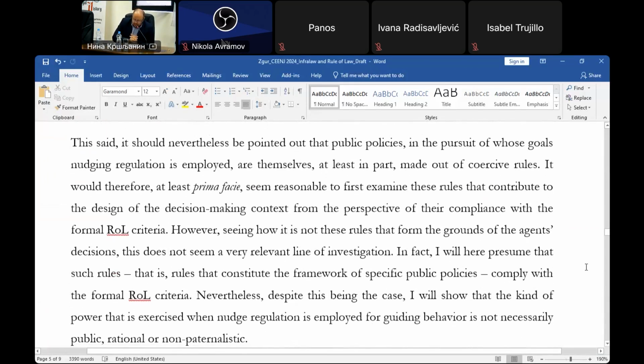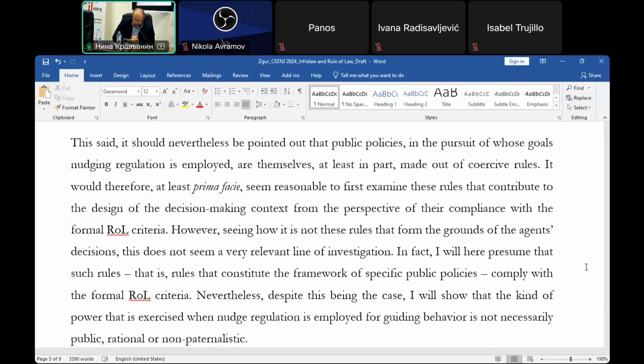This said, it should nevertheless be pointed out that public policies in the pursuit of whose goals nudging regulation is employed are themselves, at least in part, made out of coercive rules. It would therefore prima facie seem reasonable to examine these rules that contribute to the design of the decision-making context from the perspective of their compliance with the formal rule of law criteria, so Fuller's criteria. However, seeing how it is not these rules that form the grounds of the agency's decision, this does not seem to me a very relevant line of investigation.